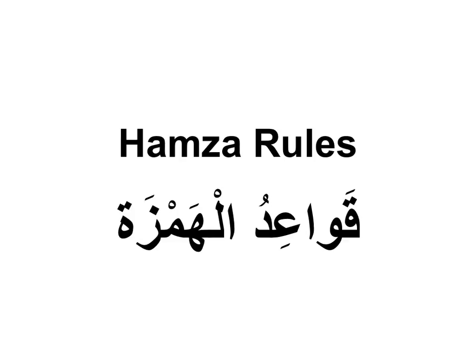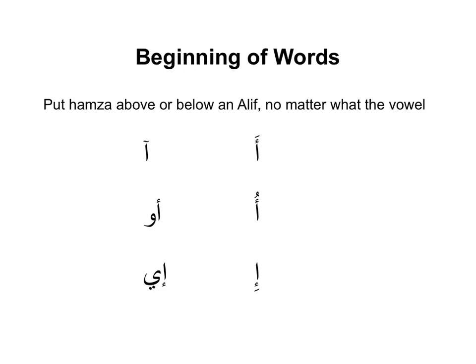It can be written alone on the line, or it can be written on a seat. The seat can be an aleph, a ya without the two dots, called a nebra, or a waw. But it doesn't really matter what the seat is. The seat is ignored. The Hamza is still just a glottal stop. The rules for Hamza are divided into three parts: the rules for Hamza at the beginning of a word, in the middle of the word, and at the end of a word.